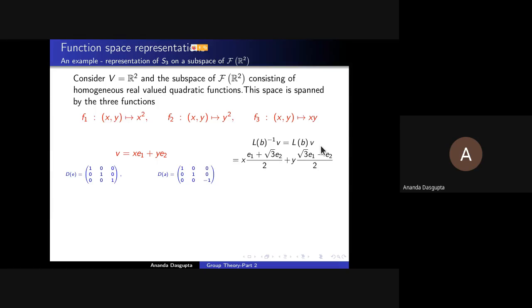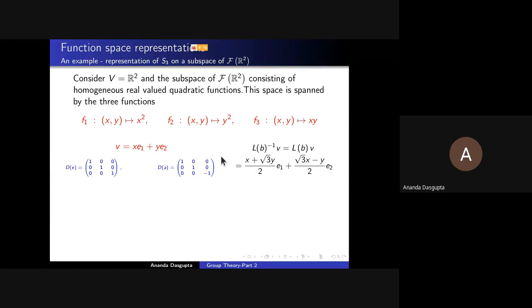Just plug it in. That says that X and Y actually change when you do this. X has become X plus root 3 Y by 2. That's the coefficient of E1 now. There's a new X and there's a new Y. So now you have a non-trivial change. F1, F2, F3 change non-trivially. Well, how does F1 change? F1 is the square of this after the transformation. So that's F1 by 4, 3 F2 by 4, plus 2 root 3 by 4 F3.